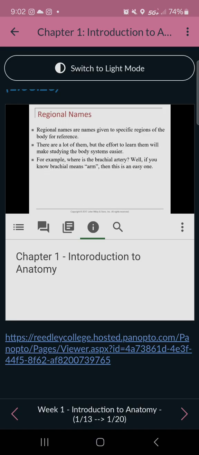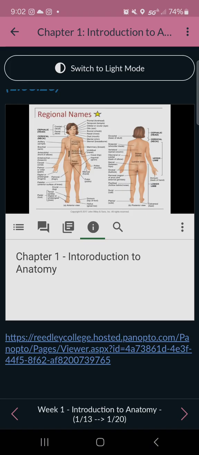Regional names. Regional names are names given to specific regions of the body for reference. There are a lot of them, but the effort to learn them will make studying the body systems way easier. For example, where is your brachial artery? Well, if you know brachia means arm, then this is an easy one, right? So the brachial artery is going to be the major blood vessel of the upper arm because it has the word brachia in it, right? Brachial artery.